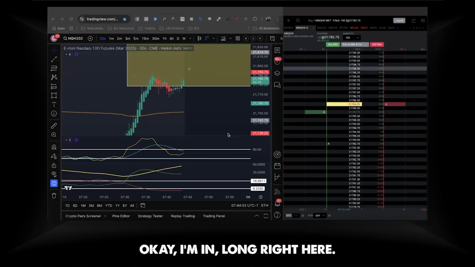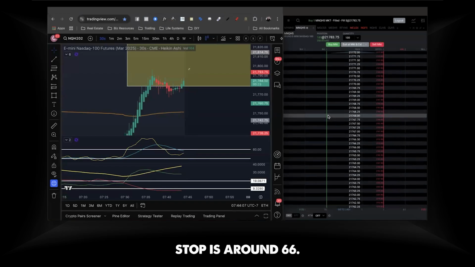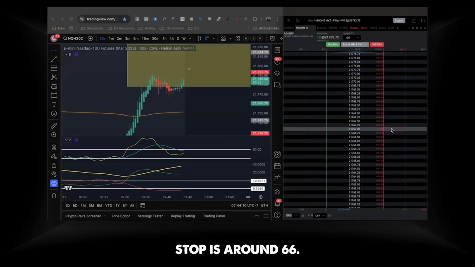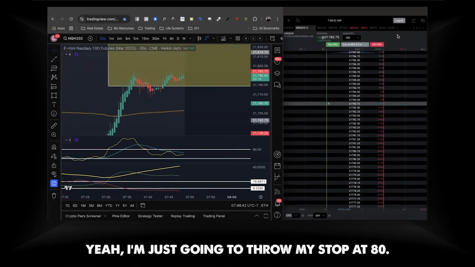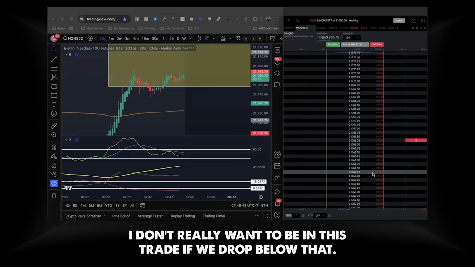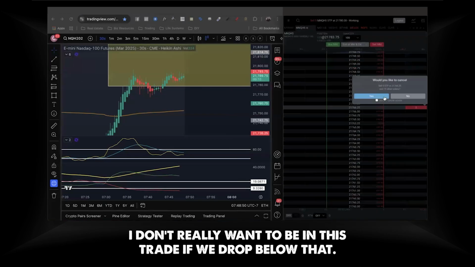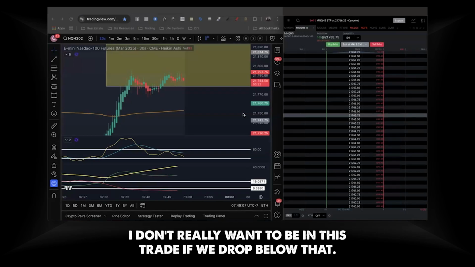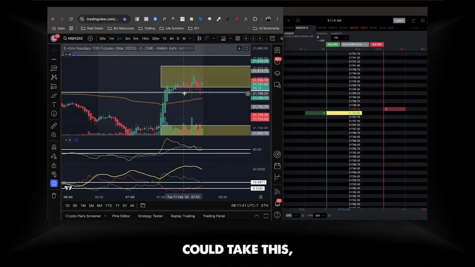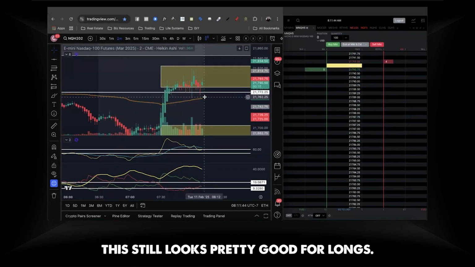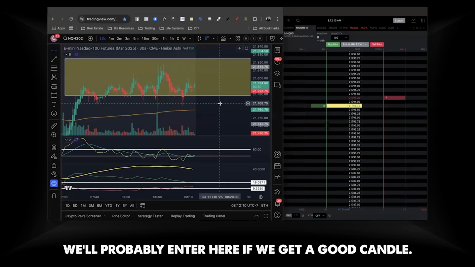Yeah, I'm in long right here. Stops around 66. Yeah, I'm just gonna throw my stop at 80. I don't really want to be in this trade if we drop below that. All right, break even there. Could take this. I think it still looks pretty good for longs. I'll probably enter here if we get a good candle.